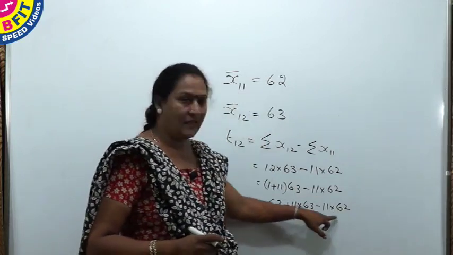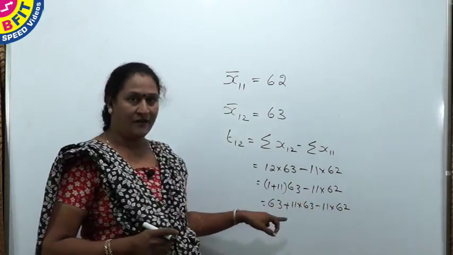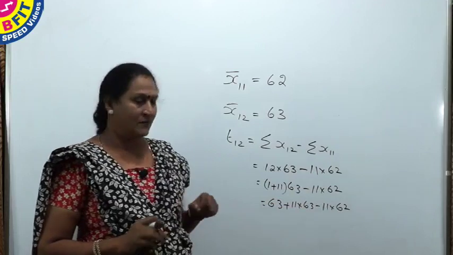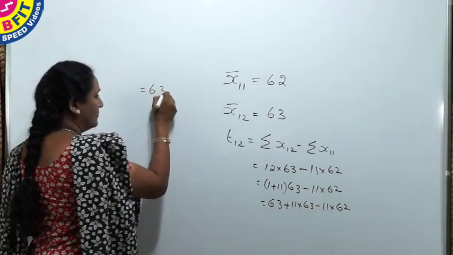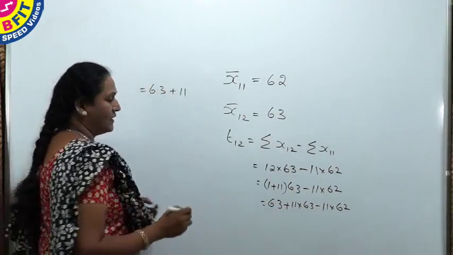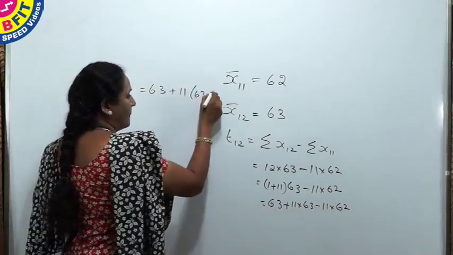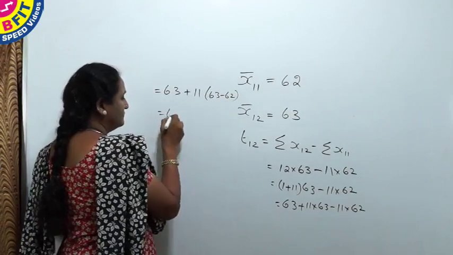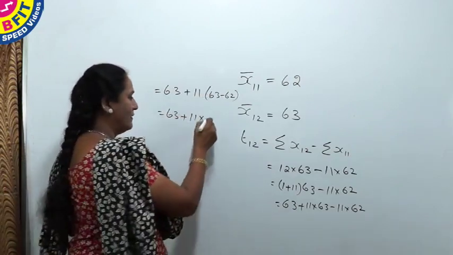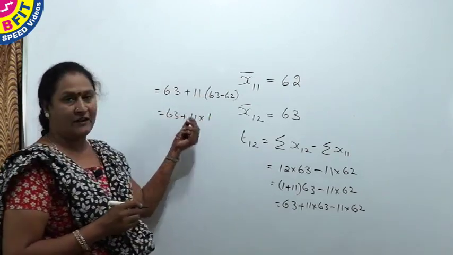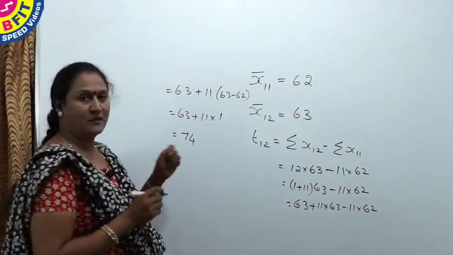So instead of multiplying and subtracting, as we are multiplying 63 and 62 with the same number 11, we can subtract and multiply, which will become still easier. Taking this 11 common between these two terms, 63 minus 62 is 1. Now multiplying this 11 and 1 and adding with 63, you get the 12th term as 74.